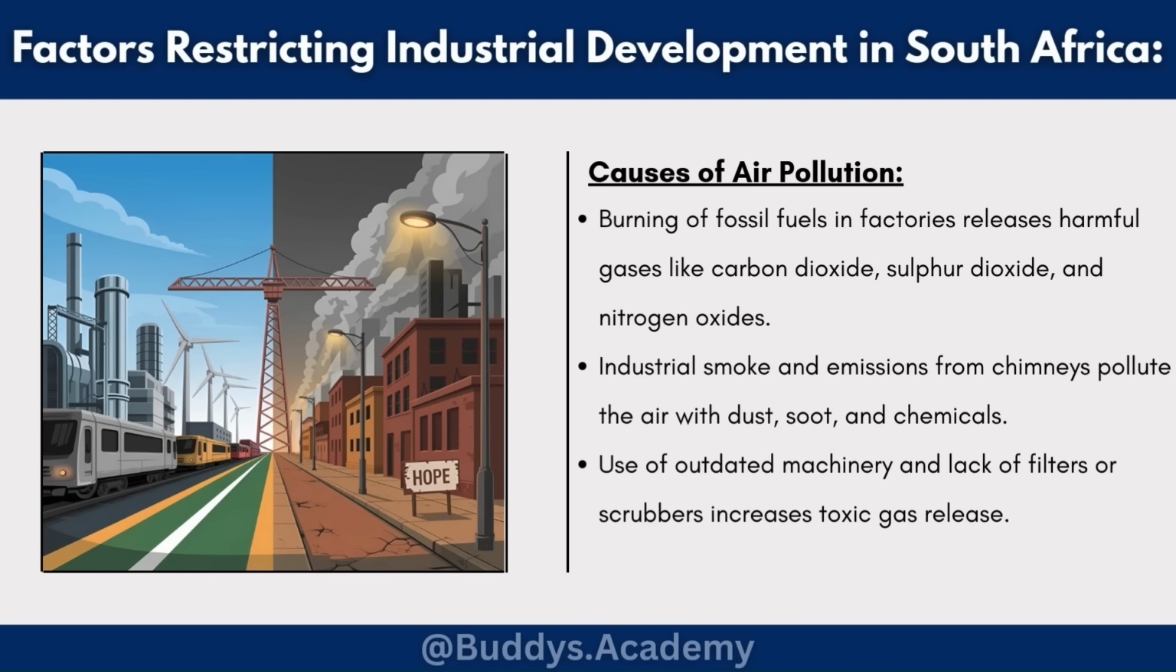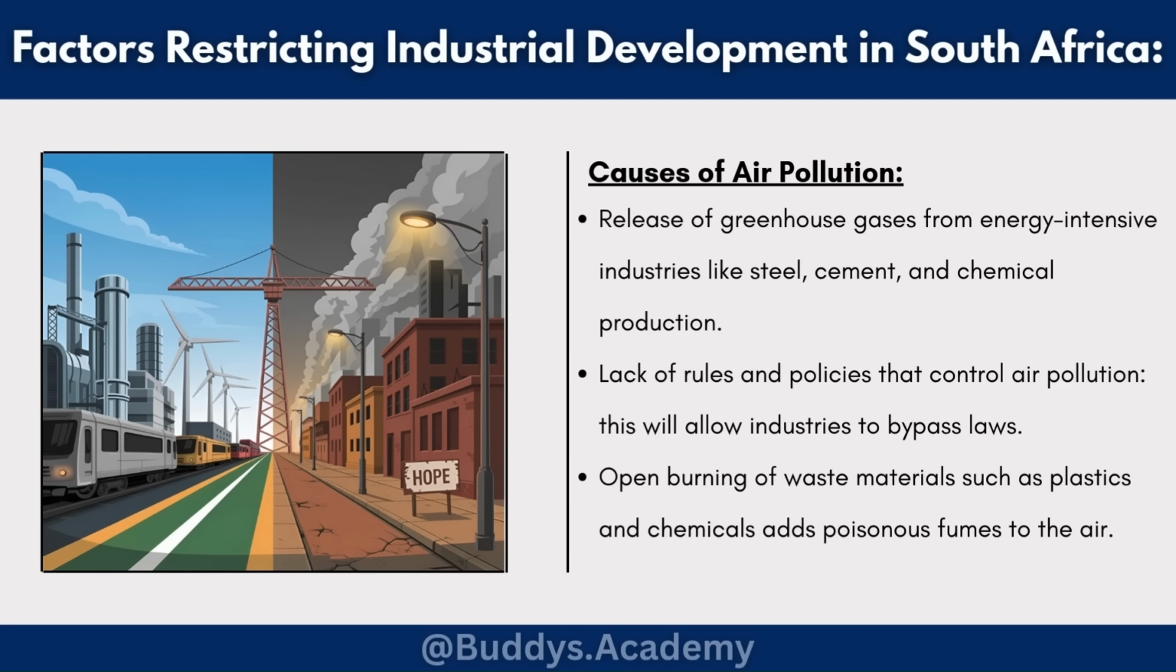Now, the causes of air pollution can be asked as an essay question, so let's quickly tackle that. The first cause of air pollution will be obviously your burning of fossil fuels. So think of coal, think of oil, think of gas as well. The burning of these fossil fuels in factories is going to release harmful gases like carbon dioxide, sulfur dioxide, and your nitrogen oxides. Your industrial smoke and emissions from chimneys are going to pollute the air with dust, soot, and chemicals. The use of outdated machinery and lack of filters or scrubbers is going to increase your toxic gas released. The release of greenhouse gases from energy-intensive industries like steel, cement, and chemical production.